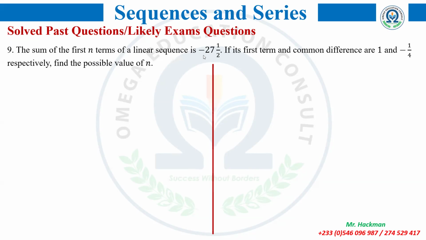Okay, so linear, we'll finish right now, don't worry. The sum of the first n terms of a linear sequence, S sub n, is this, if the first term and the common difference are given. So you've been given A and D.